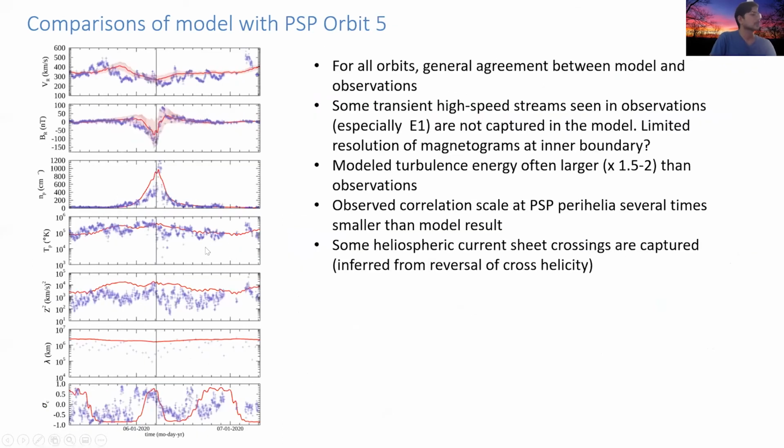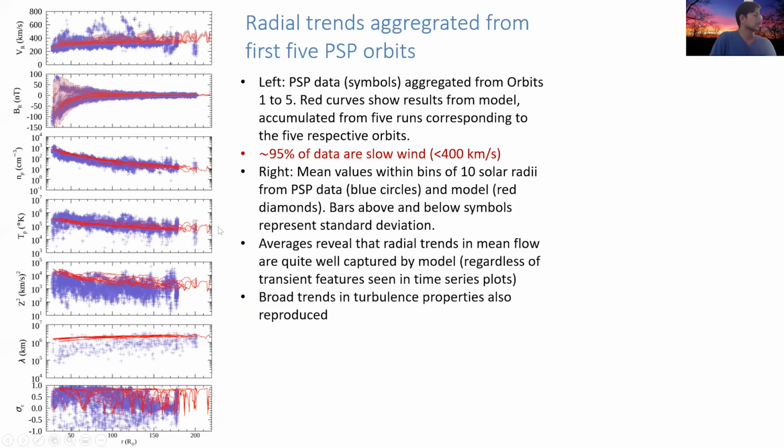I won't go into detail there, but I'll jump ahead to the radial trends that you get by aggregating data from the 5 orbits. On these plots on the left, I've taken data from the first 5 PSP orbits and plotted it as a function of heliocentric distance. The hourly averages of the data are the blue squares, and the model result is the red curve.